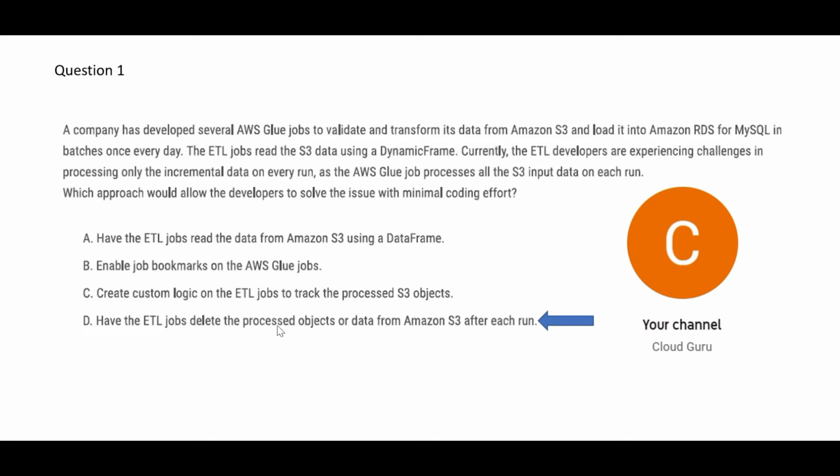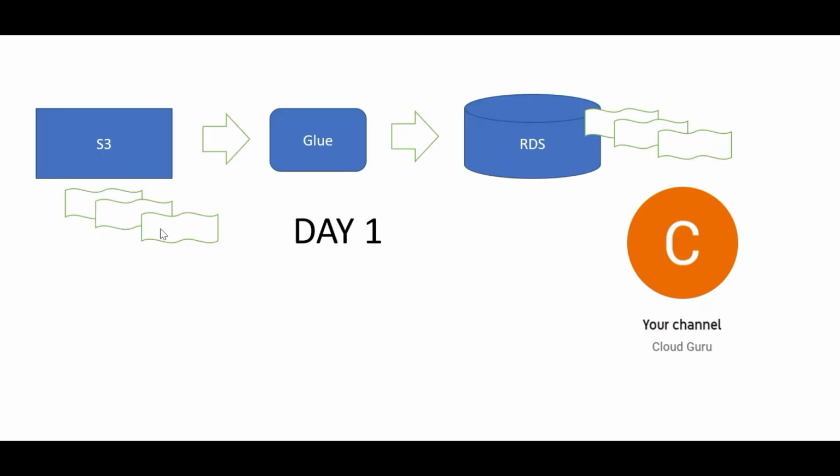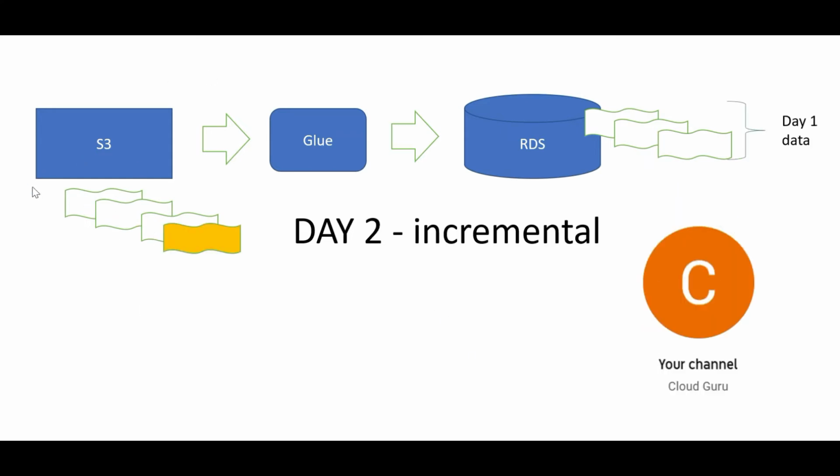Now option D, it is saying that you will delete the processed objects from S3. So you had three files. Once this data is loaded here, Glue will drop these objects so that next day these three files will be invisible, like this, gone, bye bye, all three files are gone.